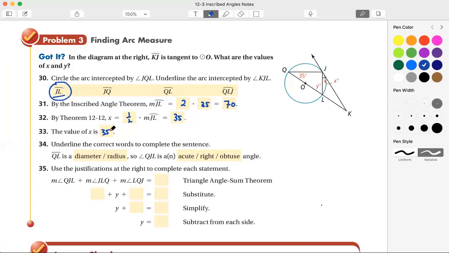So underline the correct word to complete the sentence. QL is a diameter, so QJL is a right angle. All right, fill in the blanks here. So we know that the sum of the three angles in a triangle has to equal 180. So 90 plus y plus 35 equals 180. Adding these numbers together, y plus 125 equals 180. Subtracting 125, y equals 55.